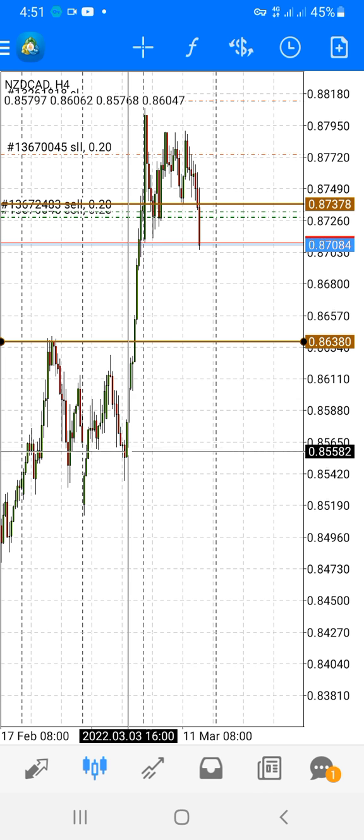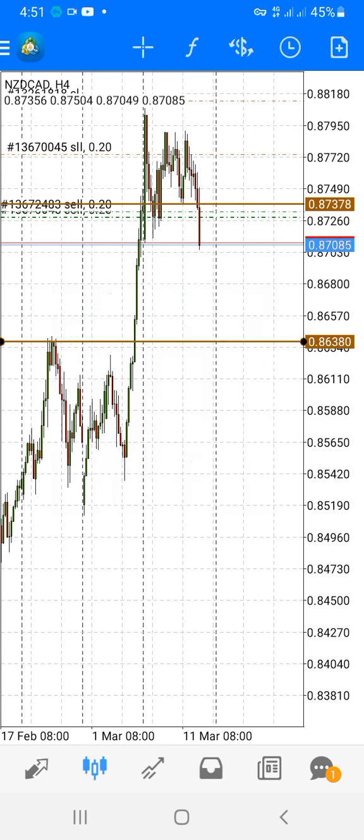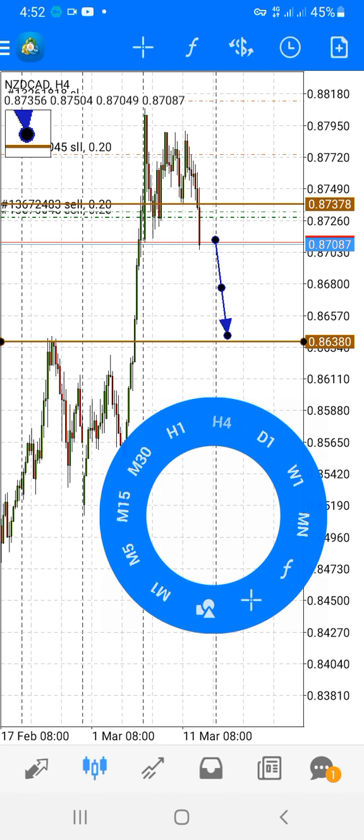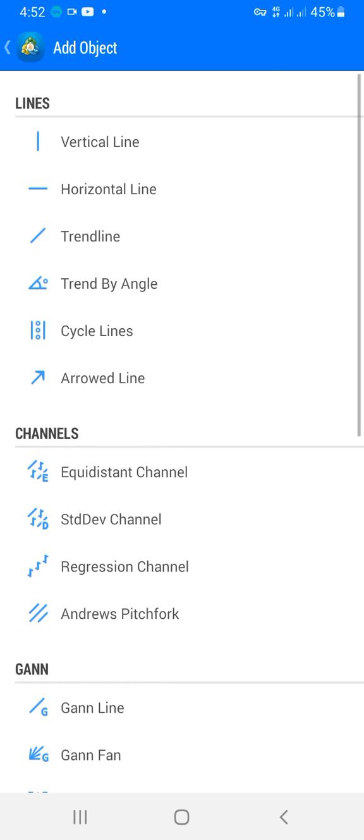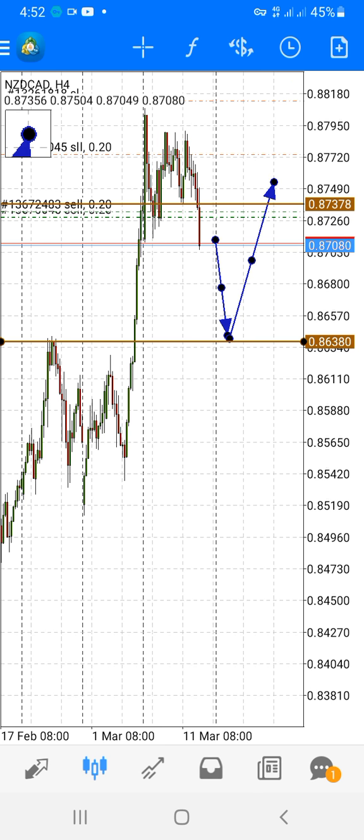I'm expecting either a bounce from this point. Let me show you that. I'm expecting price to push up to here. Then it can either bounce up, or if it breaks this previous higher high, then we shall be dropping, which shall also be falling down, because you can see under the CAD, it's really a sell.